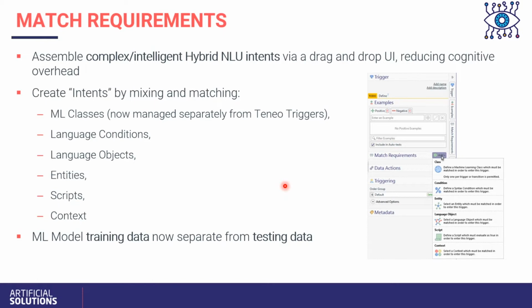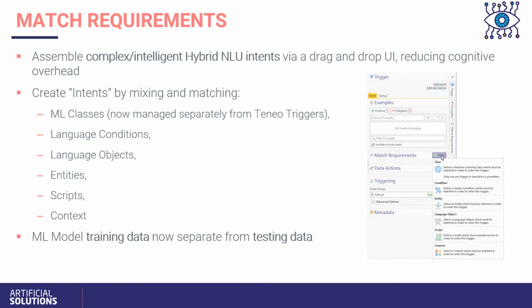So that's the new concept of match requirements. Match requirements exist on triggers, but they also exist on transitions. The same way as before, where on transitions you needed to put in some sort of condition, you would normally do it with a syntax condition. Now you also have the full range of match requirements that you can use on your transitions to determine what the requirement should be before the user can go down one transition or another. So that is a new concept we're introducing in Teneo 6.